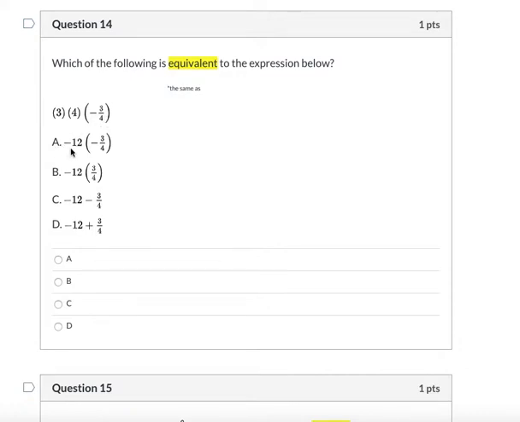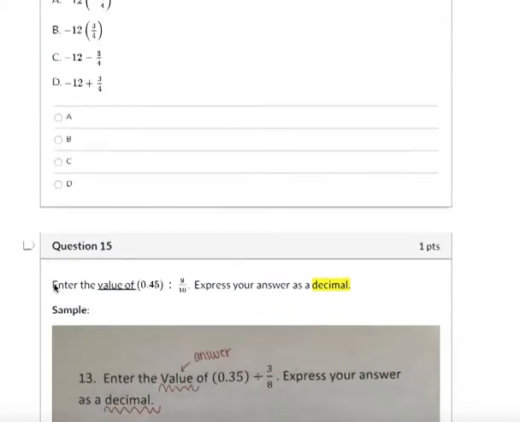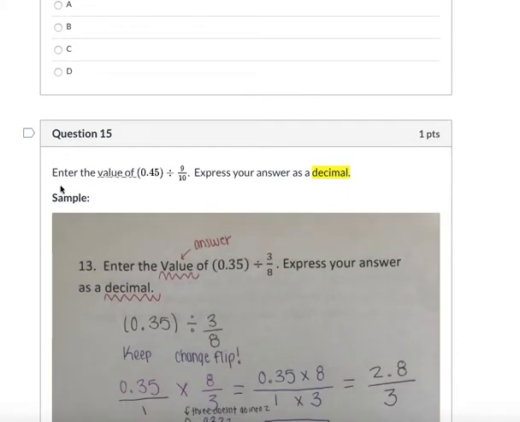Here's our expression: 3 times 4 times negative 3/4. Is it A, negative 12 times negative 3/4? B, negative 12 times 3/4? C, negative 12 minus 3/4? D, negative 12 plus 3/4? Select your answer.